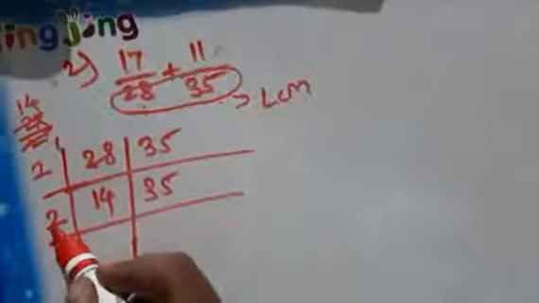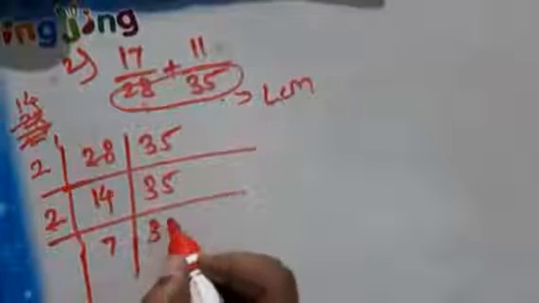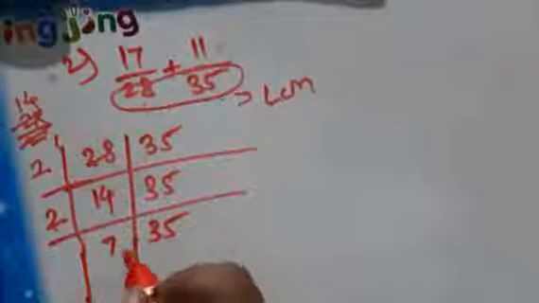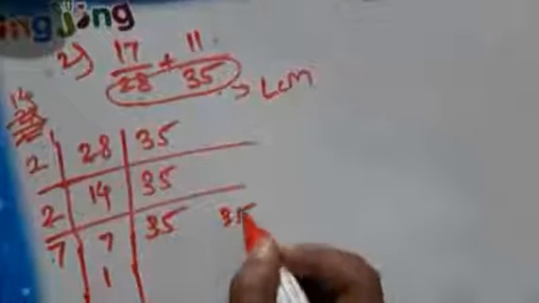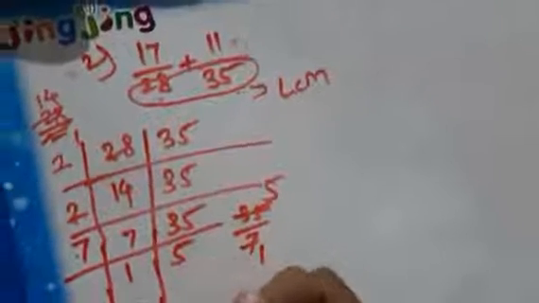Again here is 14, it is divisible by 2. So 14 means 2 sevens are 14. 35 again as it is. Now here 7 is prime, and 35 is divisible by 7, so for both the numbers we can take 7. 7 ones are 7, and 35 divided by 7: 7 fives are 35, so here it will be 5. Now these numbers are not further divisible.